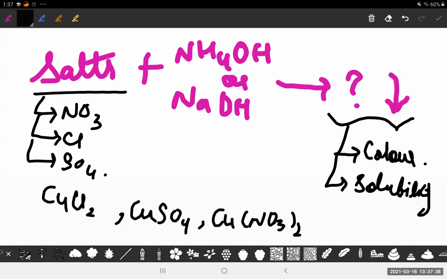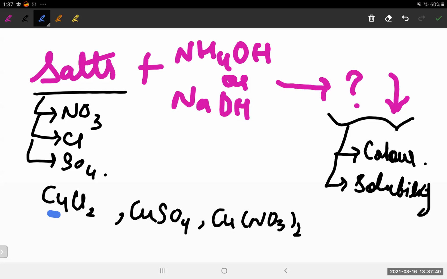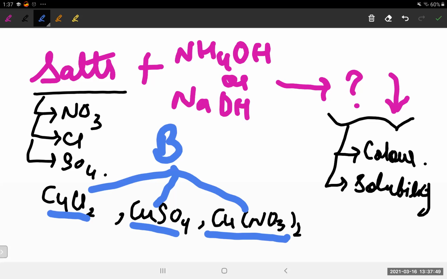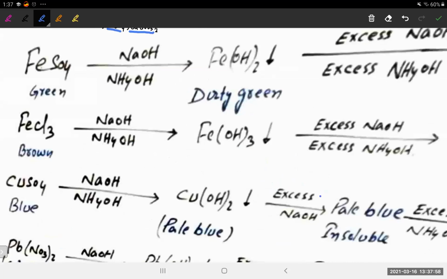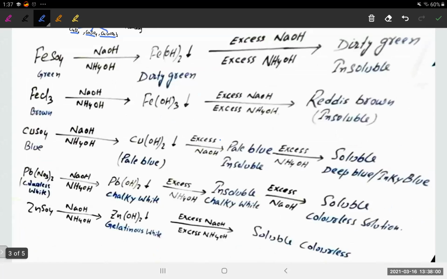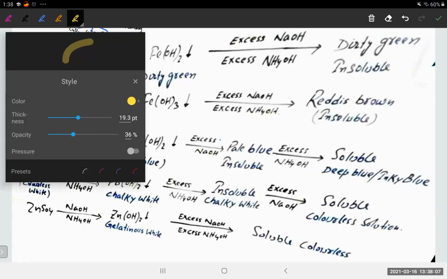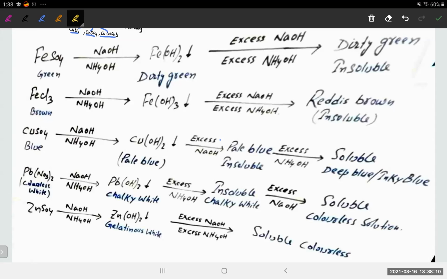Now tell me what will be the color of each of them. The color will be blue, because copper is blue. Please remember the story and write it down on a separate page, because after 1 hour you will forget the whole story. I assure you of that, because the same thing happened with me. So let's start with the chapter.